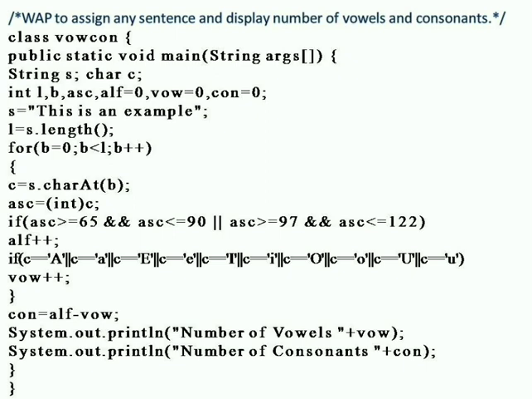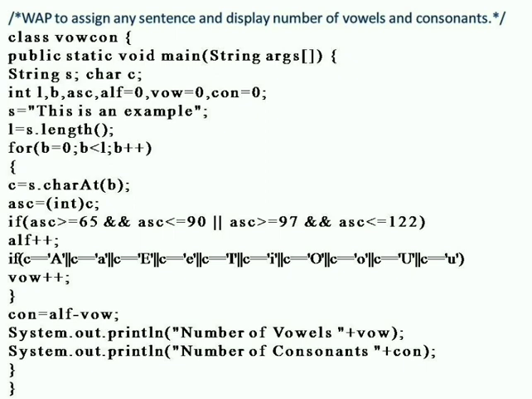Next, inside the body of the loop, C equal to S dot charAt B. That means one character is extracted from the position of B in the sentence into variable C. Now we convert that character C into ASCII code. ASC equal to int within brackets C. That means character C is now converted into its ASCII value.